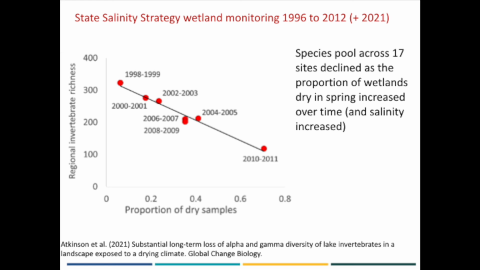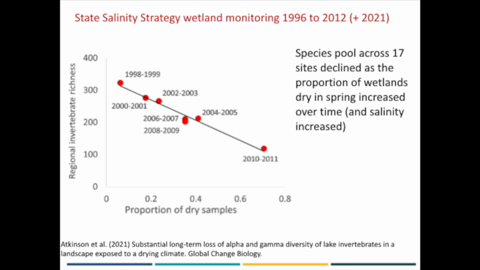And one important thing to note about this particular graph is not every wetland was sampled in every year of sampling. They alternated the number of wetlands that they could sample at any one period of time. And that's just due to logistical issues. But on the x-axis, we have the proportion of dry samples, right? So we see this decline in invertebrate species richness from, let's say, approximately 350 in 1998 to 1999, all the way down to approximately 100 in 2010 to 2011.